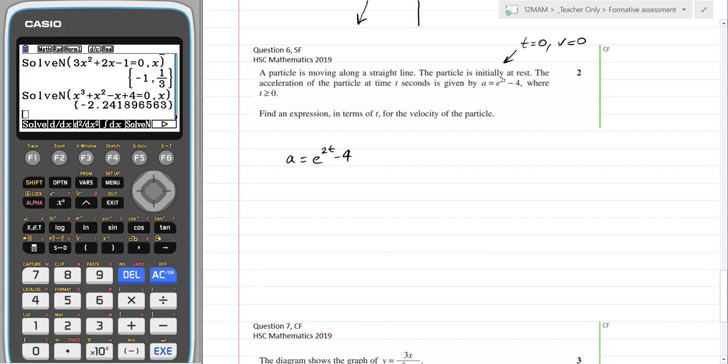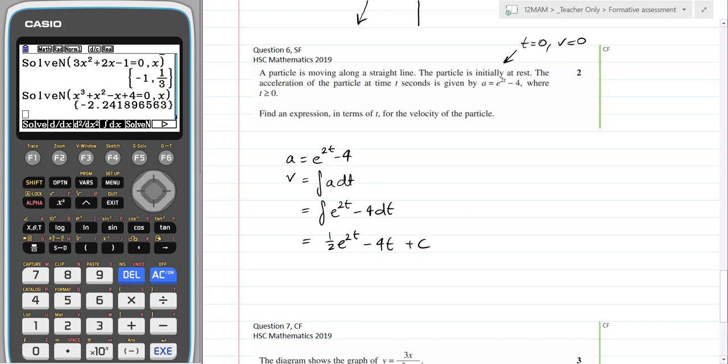So in this case, the velocity is equal to the integral of the acceleration with respect to t, which equals the integral of e to the 2t minus 4 dt, and that's equal to a half e to the 2t, minus 4t plus c. When I integrate e to the 2t, I have to divide by the derivative of the inside function. Divide by the derivative. There we go. Tongue twister.